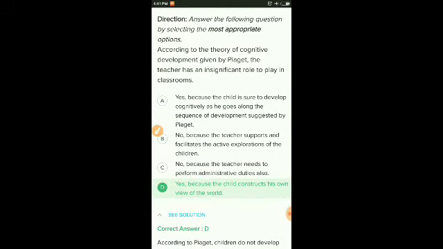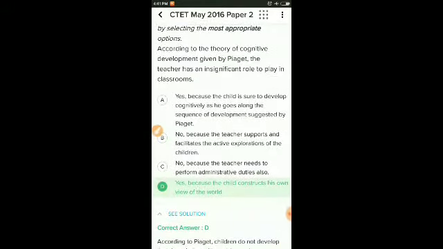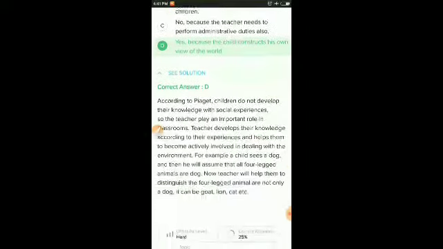Yes, because the child constructs his own view of the world. So the teacher's role is very insignificant. Why? Because the child constructs his own view of the world in the classroom. That's why Piaget told like that. Okay.